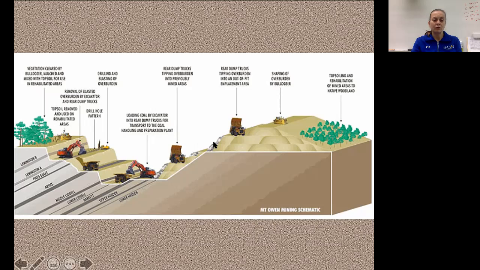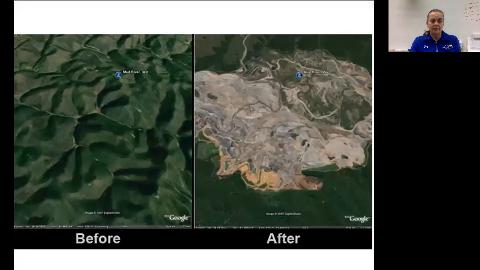The topsoil and mulch are used to cover up where the mine used to be, and it is restored as close as possible to the original contours of the land. However, this is often what it looks like. So this is actually an example of mountaintop removal. And you can see this is the before picture of this area. And this is the after picture of the area, despite the fact that there are regulations in place requiring that topsoil is removed, replaced, and then that vegetation is returned.